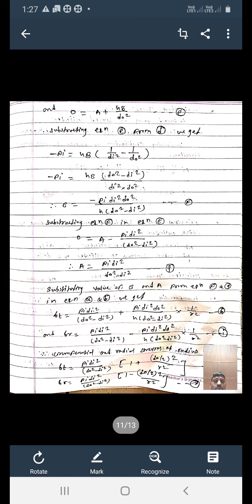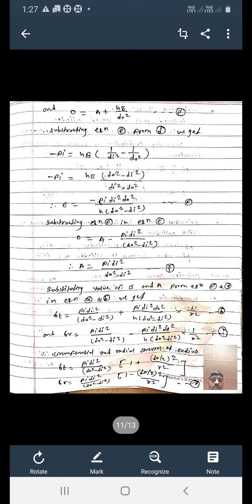This is equation number H. And sigma R is equal to Pi di square divided by (do square minus di square) minus Pi di square do square divided by 4 into (do square minus di square) into 1 divided by r square. This is equation number I. Then see the circumferential and radial stresses at radius r. At radius r, remember this r.